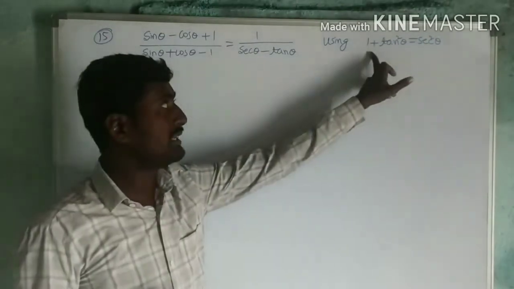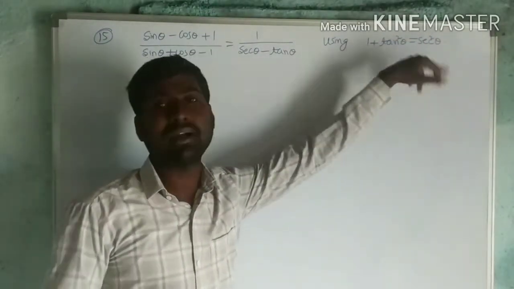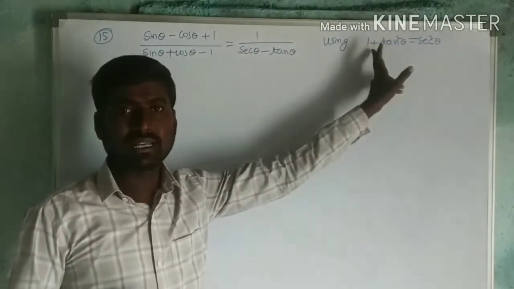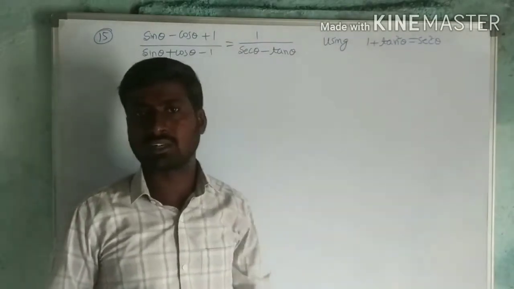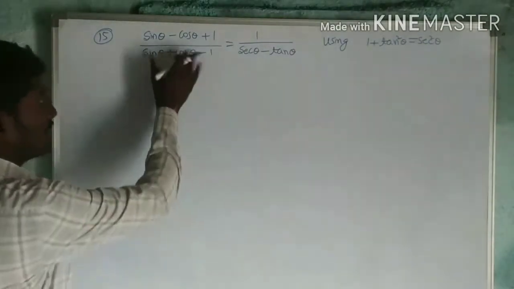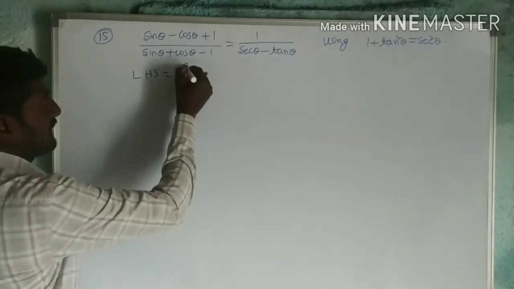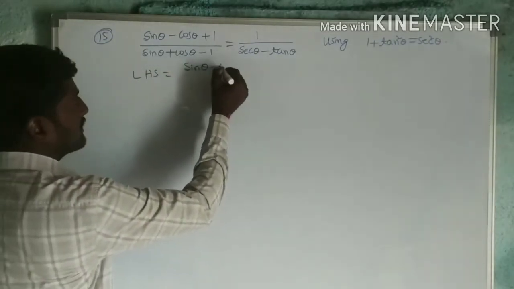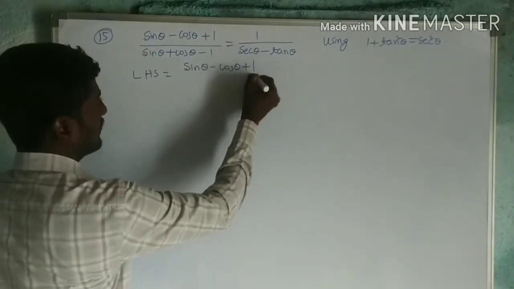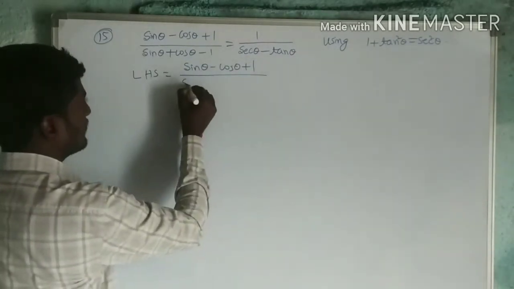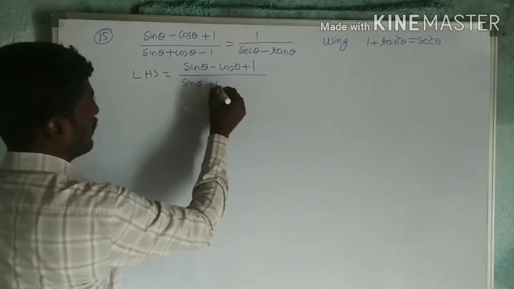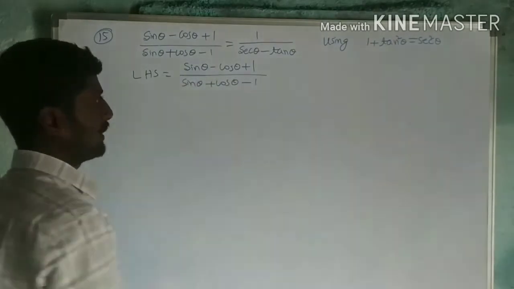So here, 1 is nothing but what? Sec square theta minus tan square theta. Okay, 1 can be written as sec square theta minus tan square theta. So for both, first I will take LHS here. LHS is equal to (sin theta minus cos theta plus 1) divided by (sin theta plus cos theta minus 1).